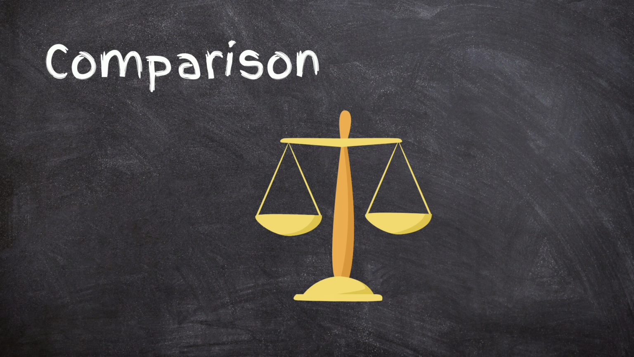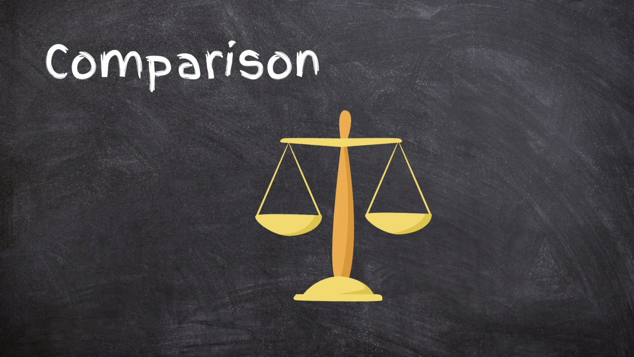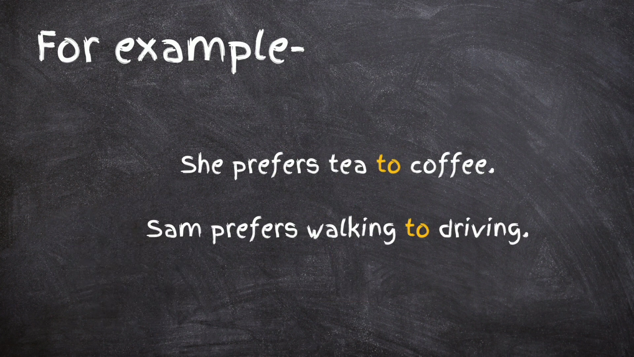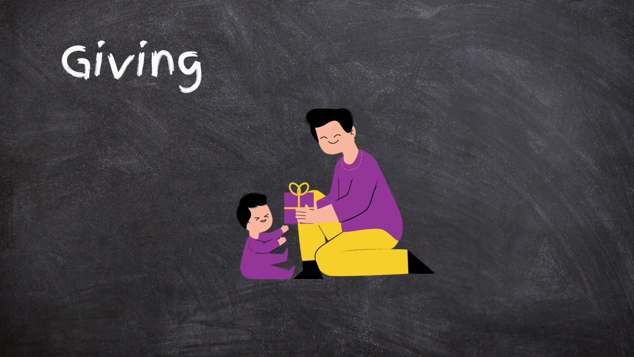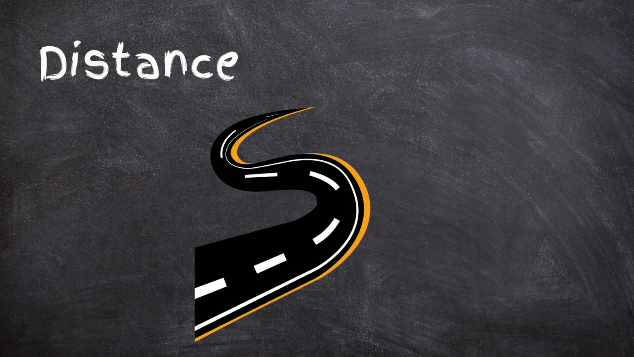Now we have comparison. "To" is used when we compare between two things. She prefers tea to coffee, Sam prefers walking to driving. Giving. "To" is used when some kind of giving, or we can say transfer of something, takes place. For example, I gave the book to Tia, my mother gave the keys to me.